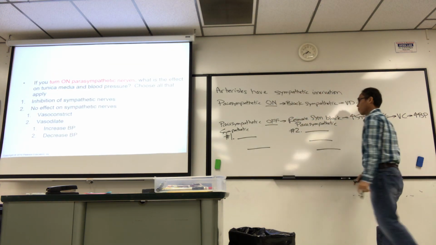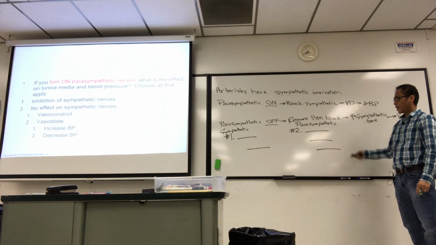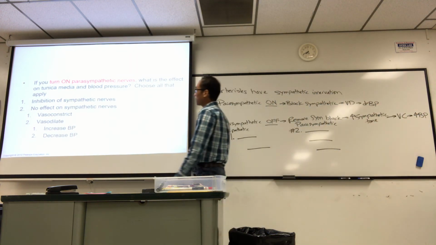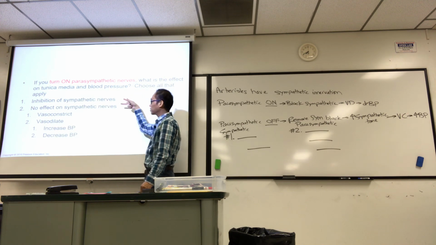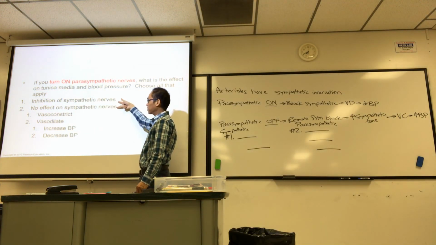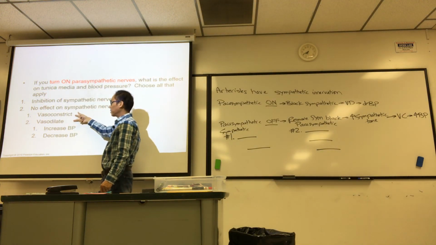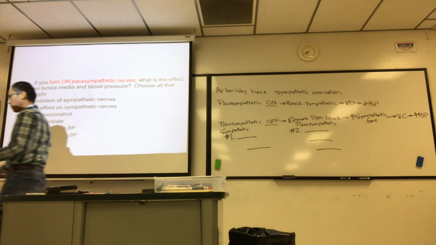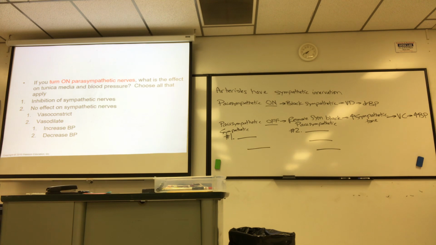For number 2, there are 3 blanks. If you turn on the parasympathetic nerves, what's the effect? Just read it. Choose from one of these, then choose from one of these that happens, and choose from one of these. I'm trying to get you thinking about the process of how blood pressure is affected. Fill in those 3 blanks when the parasympathetic is on, and we'll move on.